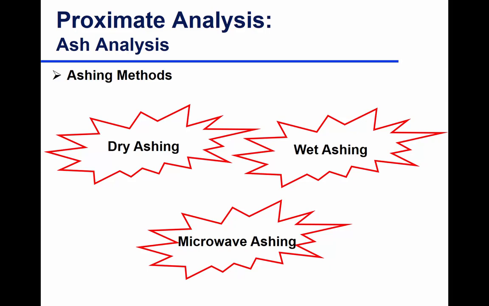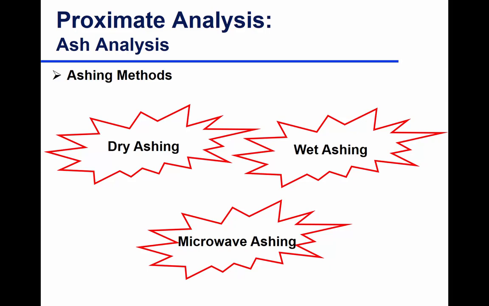It's much faster in terms of getting values, whereas dry ashing in a muffle furnace requires an overnight process. Microwave ashing requires minutes, up to 2 hours of processing.